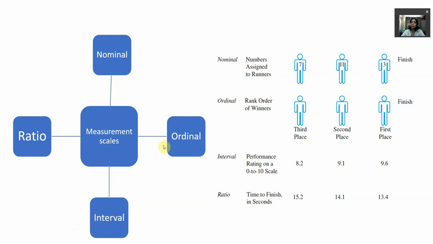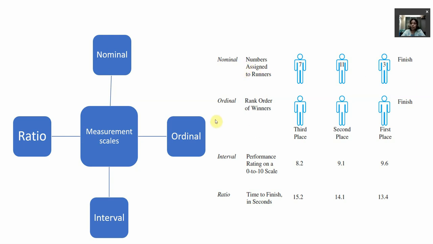To just give a brief on these measurement scales, the first one is the nominal scale, which is kind of a name or label given to an object. For example, if there are runners or athletes running a race, the numbers assigned to each of the runners are called nominal scale. So here, athlete number 7, 11 and 3 are nominal kind of data.